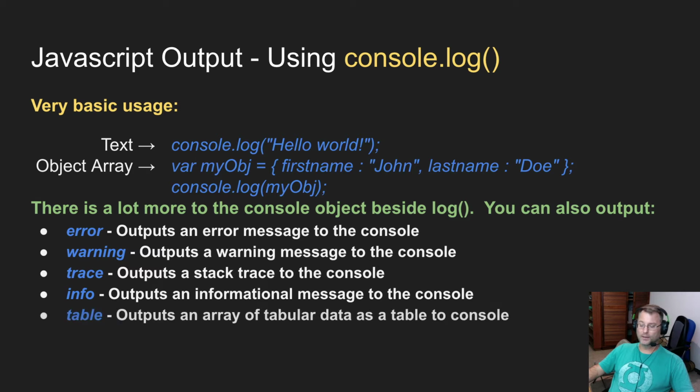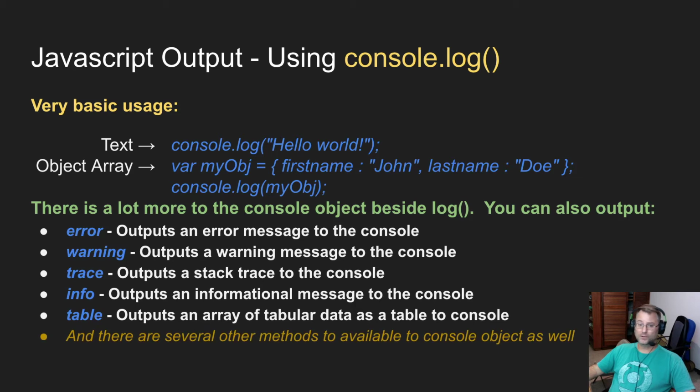And then you have other options. This is again for debugging. Say you have an array of tabular data, kind of like what we have up here. You can specify it, send it to a table, console.table, and it'll display it in the console in tabular format with rows and columns. It's kind of nice. And really, there are several other methods available to the console object as well.